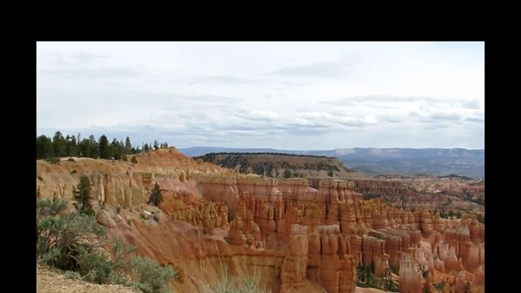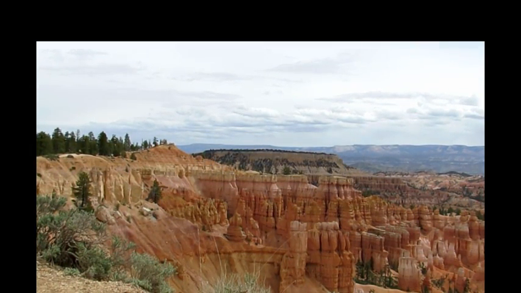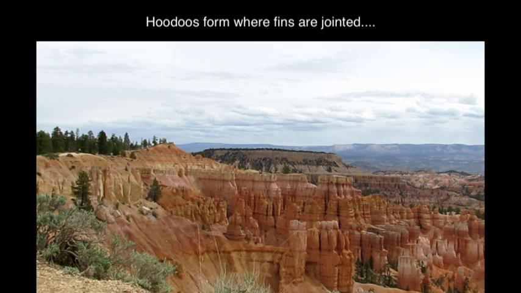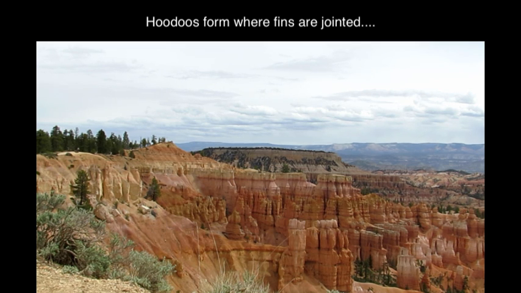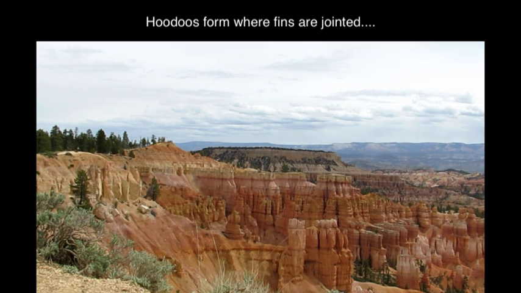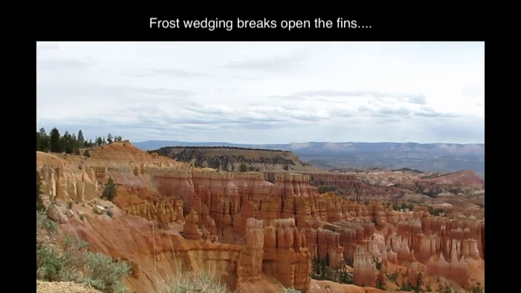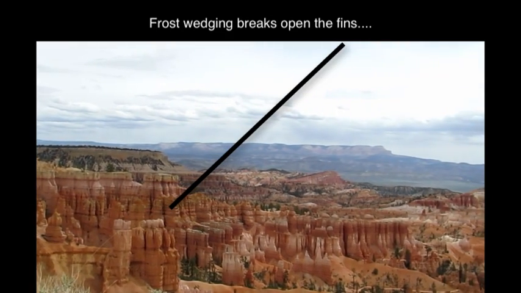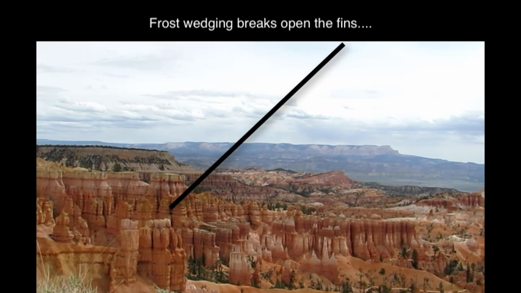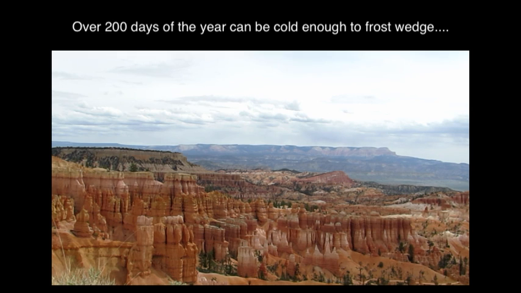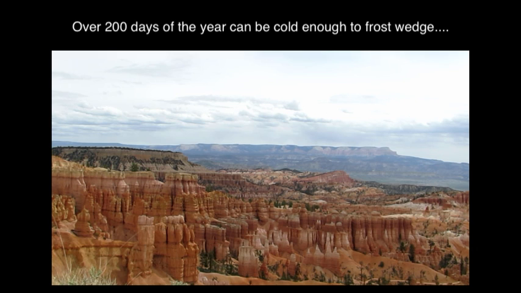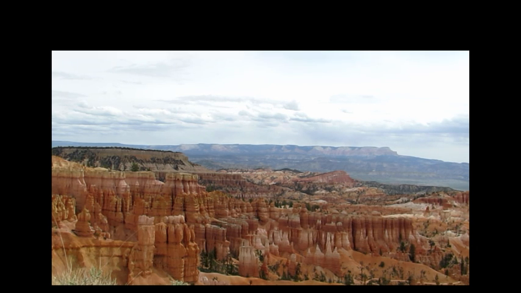Hoodoos start off where there's jointing in some type of a fin, F-I-N, and the fin is created by a joint in the rock formation itself. And the frost wedging, when it gets really cold at night, will allow those fins to break open about 7 times the size that the joint was if you do it repetitiously day in and day out. So really about 200 or more days a year reach the frost wedging capacity here at Bryce Canyon, because we're sitting over 8,000 feet right where I'm standing right here, and it gets over 9,000 feet at the top of the basin.